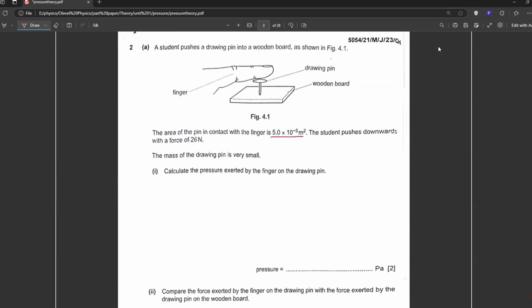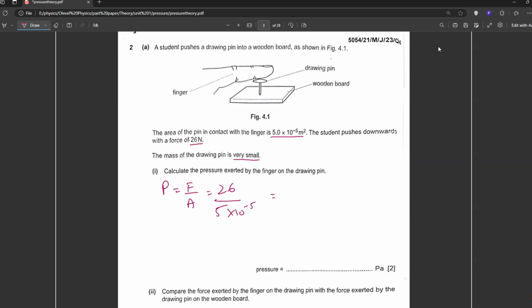Okay, this area is 5 into 10 raised to the power of minus 5. The student pushes downwards, and with the force of this, the mass of the drawing pin is very small. Calculate the pressure exerted by the finger on the drawing pin. So pressure is equal to what? Force over area. What is your force? 26. What is your area? 5 into 10 raised to the power of minus 5. What will your pressure come out to be? 26 divided by 5 into 10 raised to the power of minus 5.